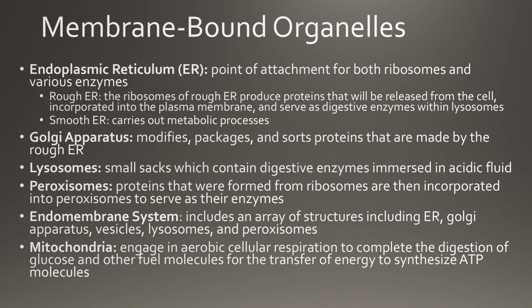Peroxisomes are membrane-bound organelles containing various enzymes. They perform diverse metabolic functions, including the breakdown of fatty acids and detoxification of harmful substances. The endomembrane system is an interconnected system of membrane-bound organelles, including the endoplasmic reticulum, Golgi apparatus, vesicles, lysosomes, and peroxisomes. The mitochondria is an oblong-shaped organelle with a double membrane and inner folds called cristae.